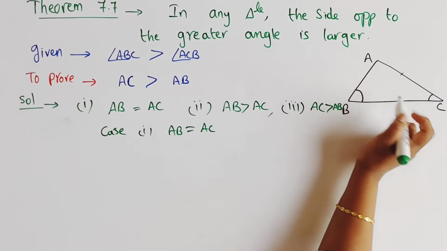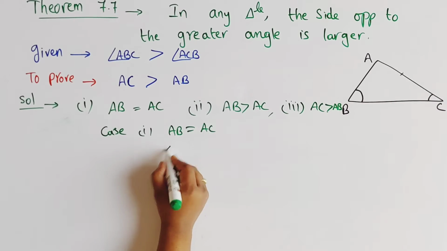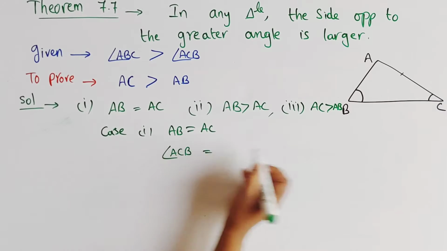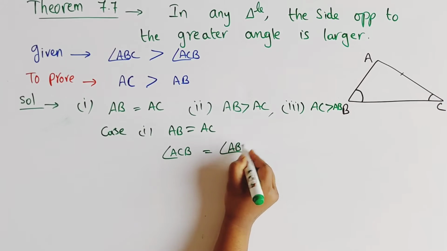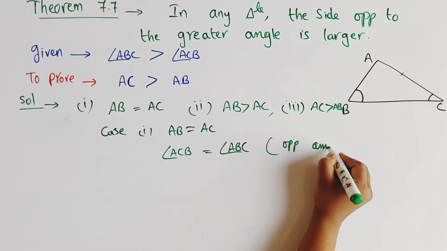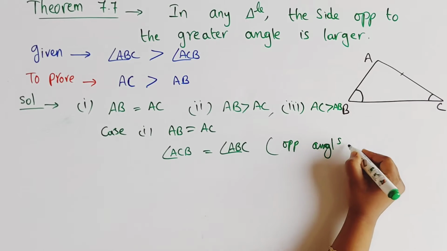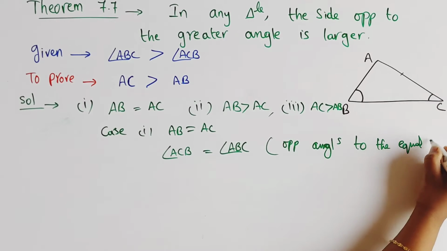So what happened? Can I write the opposite angles are also equal? AB's opposite angle, angle ACB, is equal to AC's opposite angle, angle ABC. Why? Because angles opposite to equal sides are equal. Right, children?